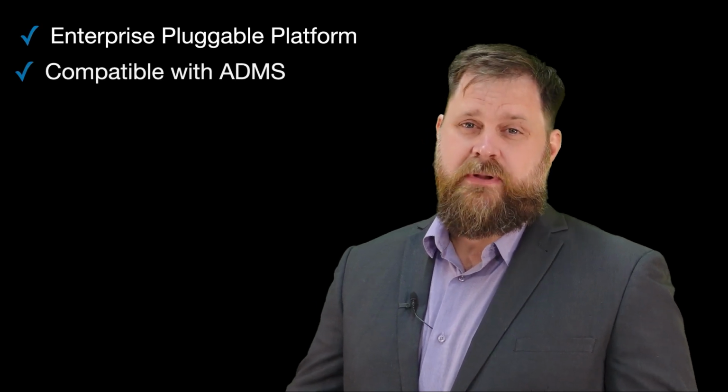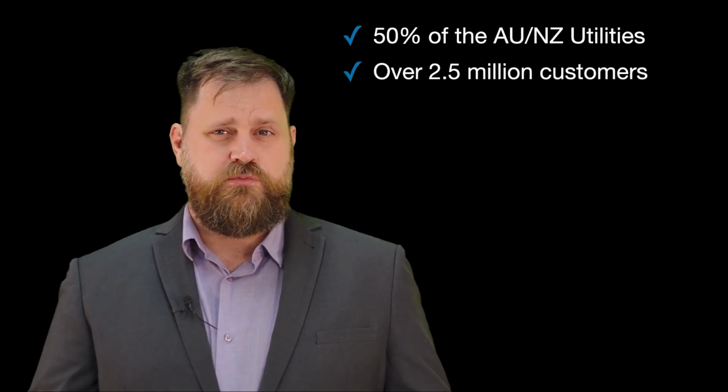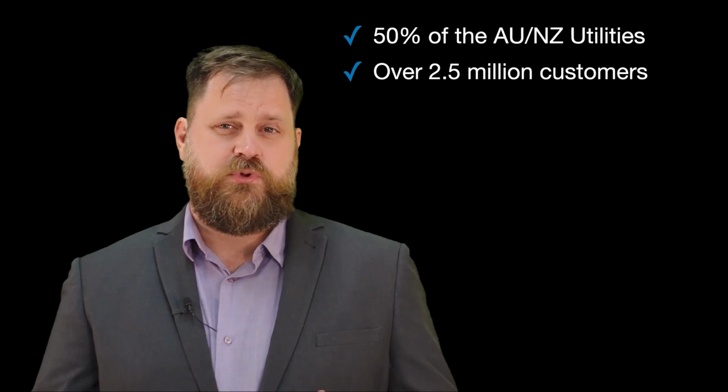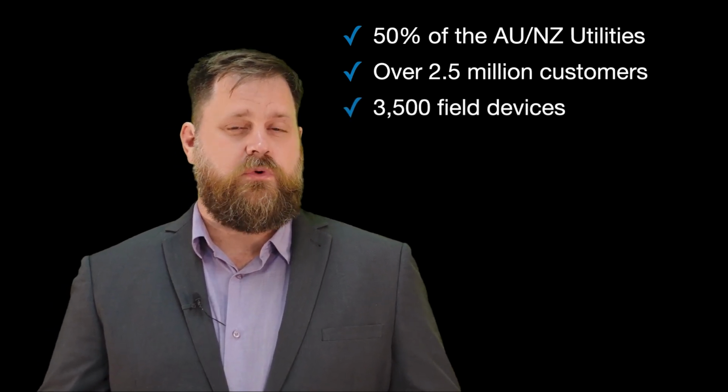I'll show you a few capabilities of the Peak ADMS diagram. Let's jump in. Peak, it's an enterprise pluggable platform compatible with the Power-On ADMS. Peak is deployed to over half the utilities running the Power-On ADMS across Australia and New Zealand. It helps network operations for 2.5 million customers, and it's deployed to 3,500 field crew iPads.